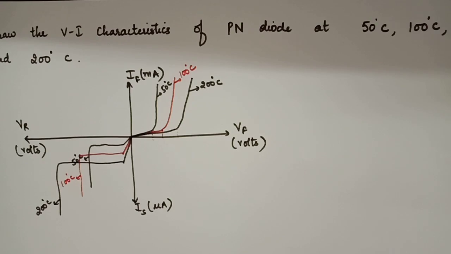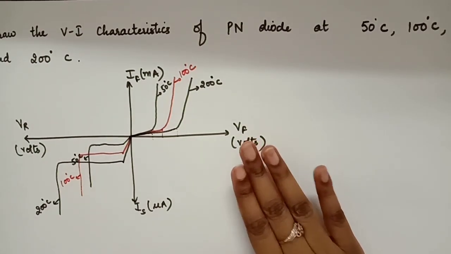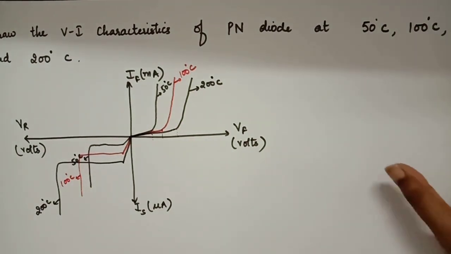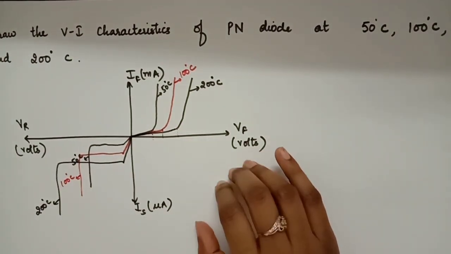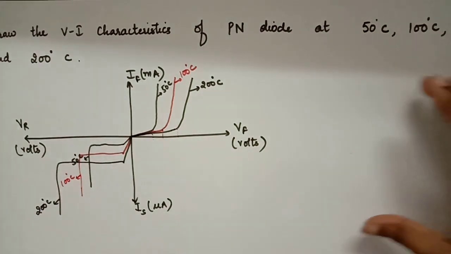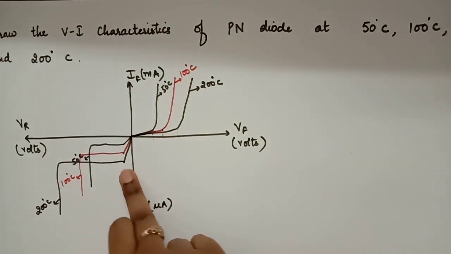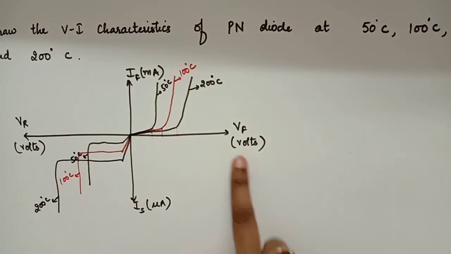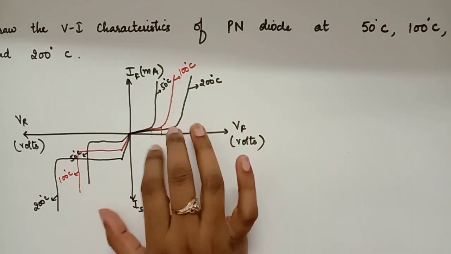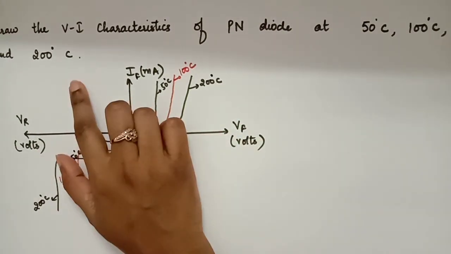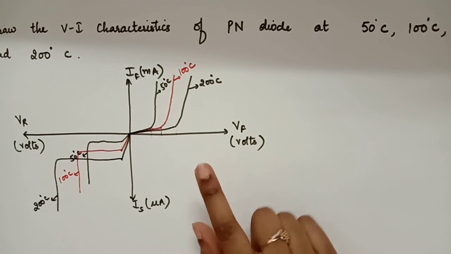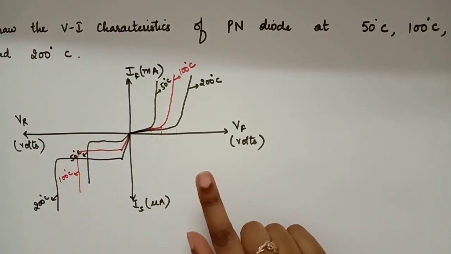Very, very important. Whenever this question comes in the university or any exam, first of all, you need to write the 3 points. That means what will be the effect of temperature on the VI characteristics. The earlier 3 points we have written: the knee voltage will decrease, reverse saturation current will increase, and the breakdown voltage will increase with the increase in temperature. Then you have to draw this graph in the same diagram so that you can compare all the three temperatures simultaneously. So this is how we show the effect of temperature on the VI characteristics of a diode.